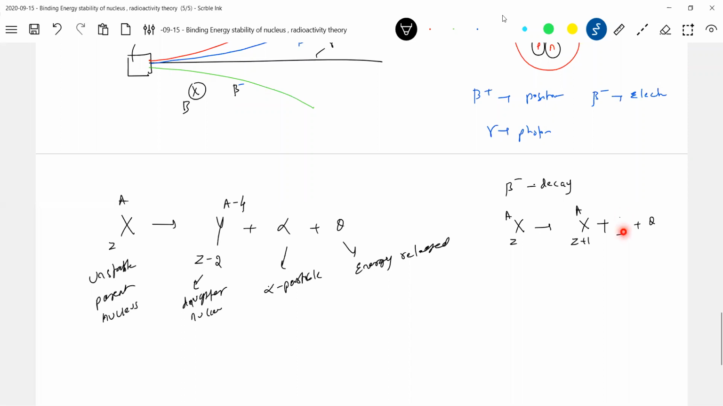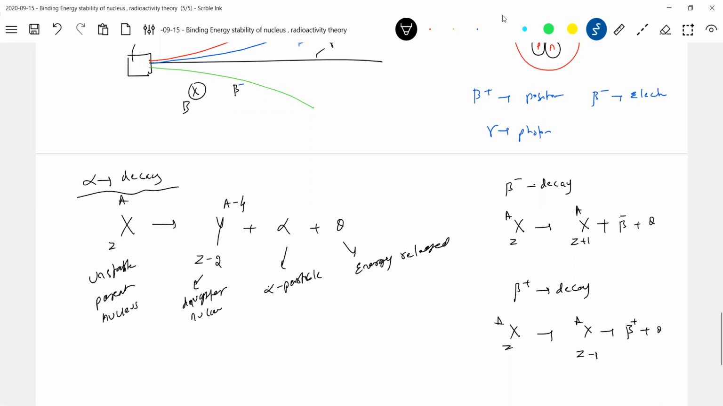If you're getting confused, I'll write it: beta minus is nothing but an electron. Then beta plus. The number of nucleons will remain the same, plus Q. So this was the beta decay. Decay I'm using here, and this is the alpha decay.